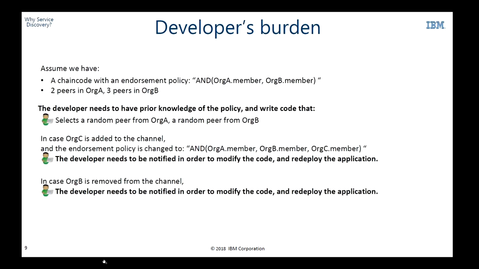So all of these, I think that this presents a lot of burden to the developer. For example, just think of the endorsement policy. The developer needs to have prior knowledge of the endorsement policy in order to write his own application. But that doesn't really make sense because if now a new organization is added to the channel, the developer might need to redeploy his application because the application is configured to collect endorsements only from now a subset of the organizations and not from all of them.